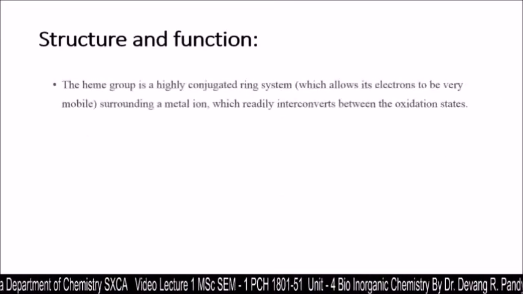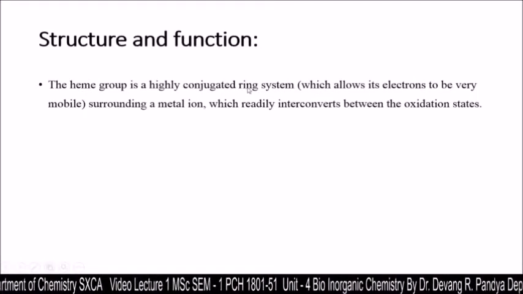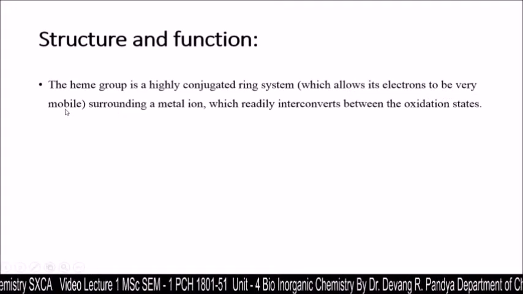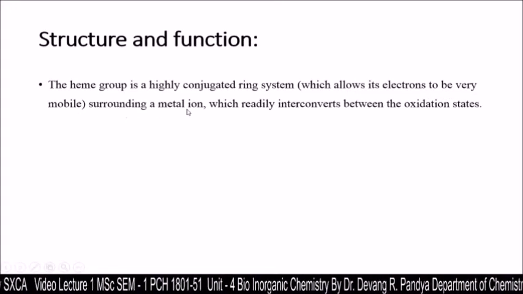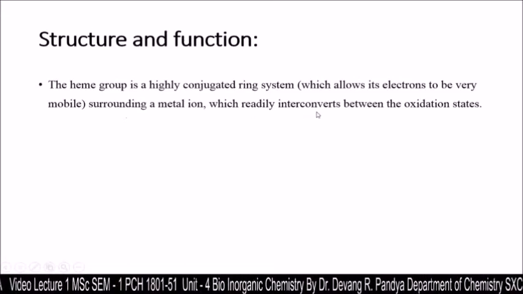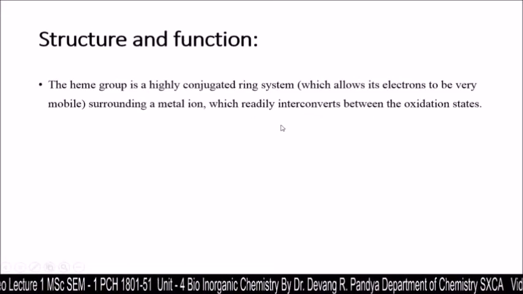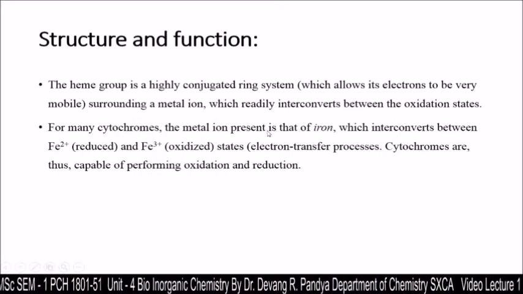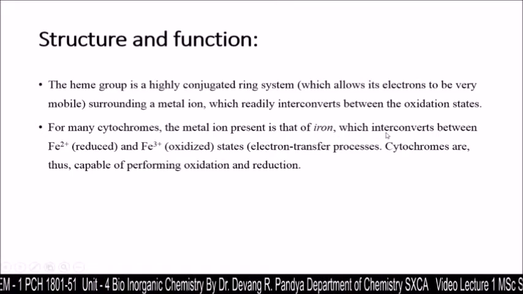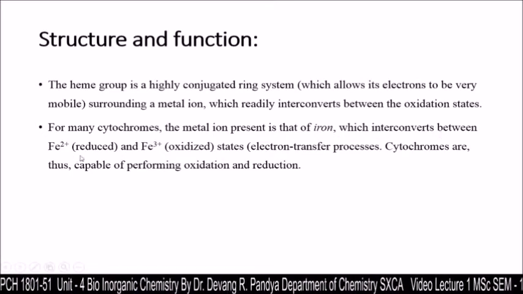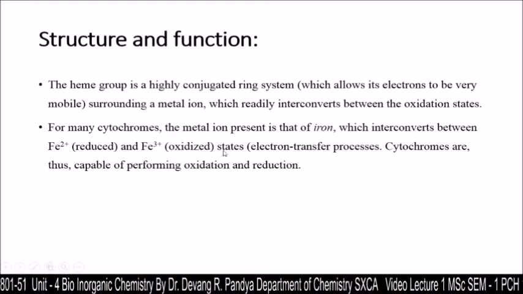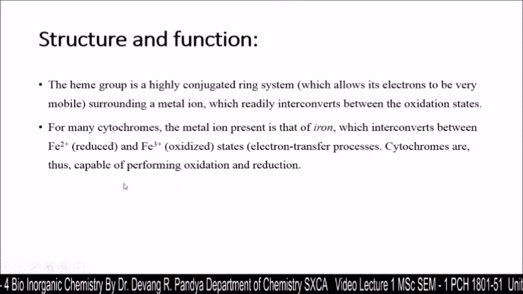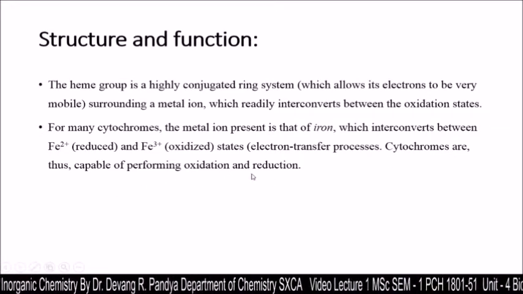Structure and function. The heme group is a highly conjugated ring system, which allows its electrons to be very mobile, surrounding a metal ion which readily interconverts between oxidation states. For many cytochromes, the metal ion present is iron, which interconverts between ferrous, the reduced form, and ferric, the oxidized state, in electron transfer processes. Cytochromes are thus capable of performing oxidation and reduction.